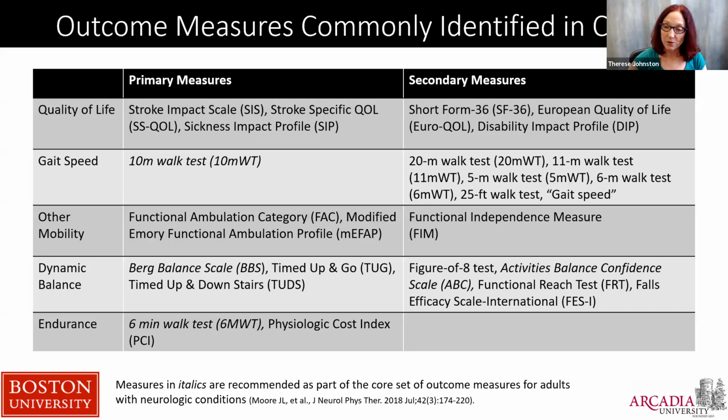Some of the secondary measures, the figure of 8 test, the activity-specific balance confidence scale, functional reach, and falls efficacy scale were used. And then looking at endurance, the 6-minute walk test and the physiological cost index were the measures that we saw. And looking at this table, you can see I have several of these measures italicized. And these are italicized because these are outcome measures that are recommended by the core set of outcome measures for adults with neurological conditions by Moore et al.